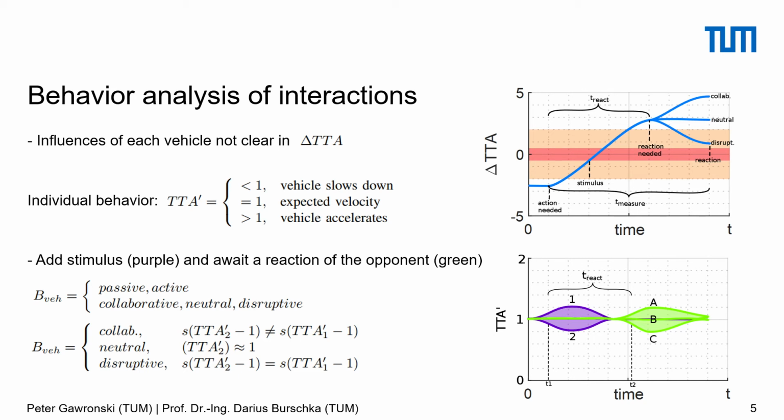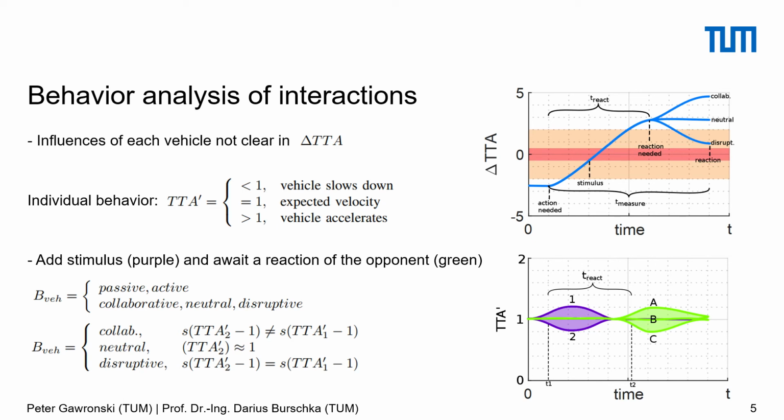The problem in a lot of approaches is that they use delta TTA. And the problem is that both of the vehicles influence it. So it's hard to determine which of the vehicles actually change this delta TTA, because here in this figure it is shown really clear. This is from the first vehicle and this is the collaboration, neutral or disruptive behavior from the other. But most often they just influence each other and you see that it moves in one way, but you do not know which vehicle it was.